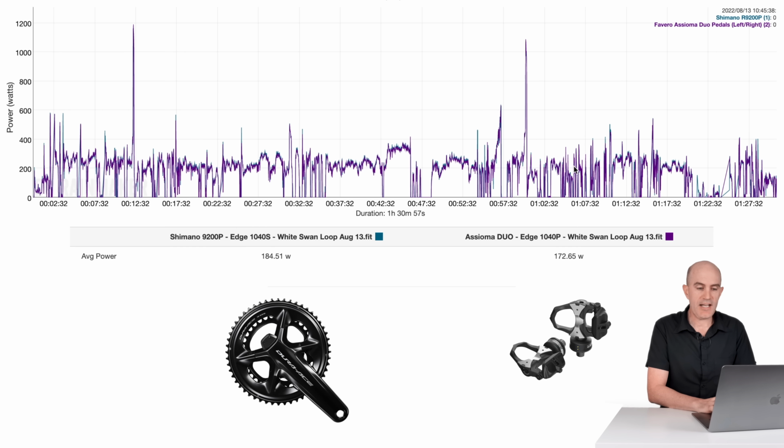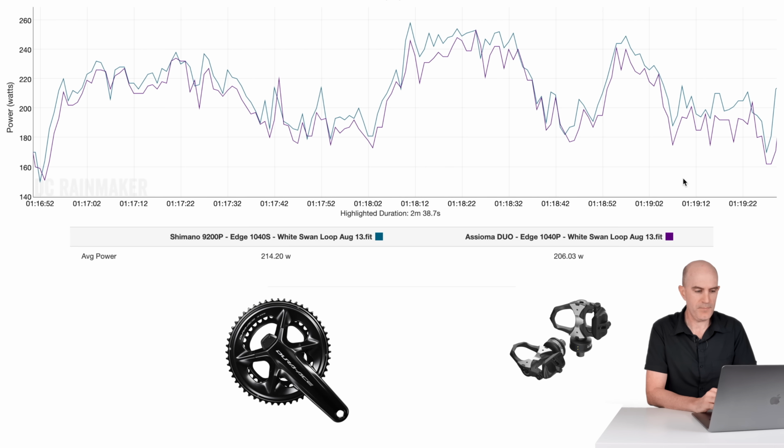Another observation made later on in the ride was there was an increasing separation between the two power meters. So early on, things weren't too bad, within a few watts. Later on, some steady state through here, we have 214 versus 206. The 9200P was reading, what's that, 8 watts higher than the Favero's, not within 1.5%. So more investigation needed on that later on in the ride for something that I've seen in the past, and that's a drifting offset with a power meter.